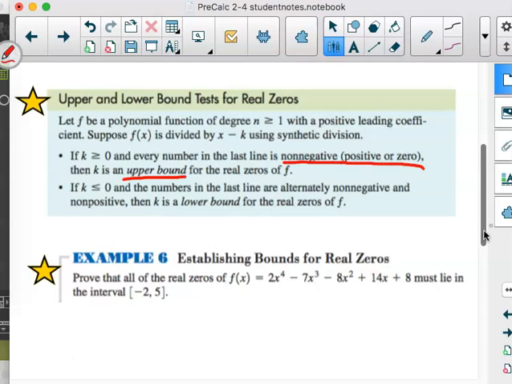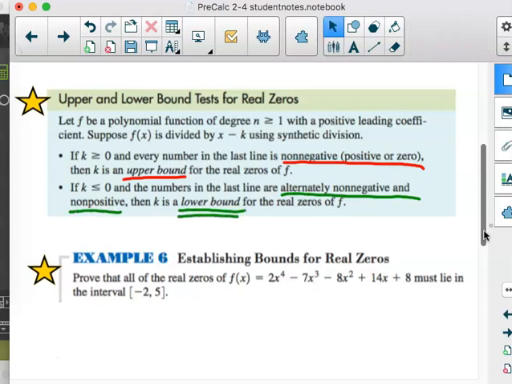So, if we get done with our synthetic for k, and we find only positives or zeros in that last line of information, then k is actually an upper bound. We found the biggest zero that it could possibly be. We found the interval for it. And then if k is less than or equal to 0 and the numbers in the last line alternate non-negative and non-positive, then k is a lower bound for the real zeros of f. So that means we have the lowest number that we could use where there won't be any more zeros to the left of that number.